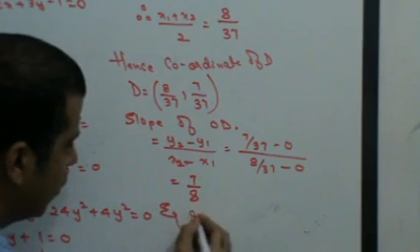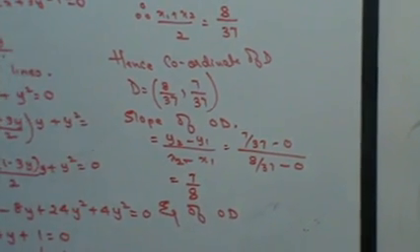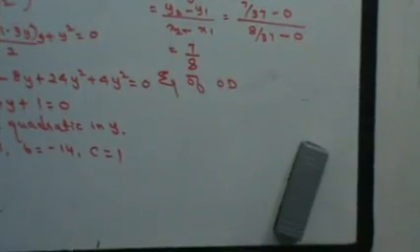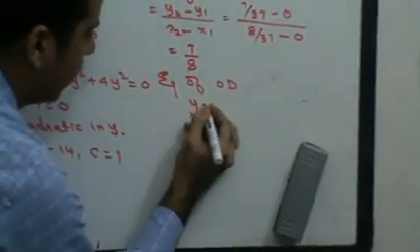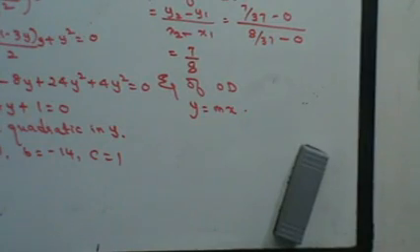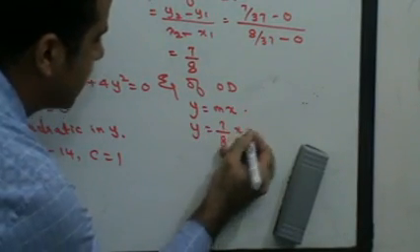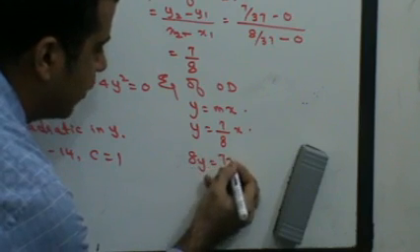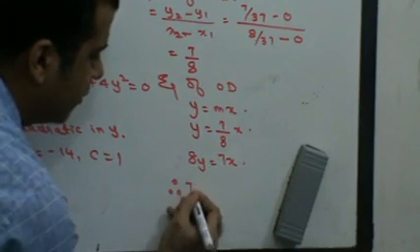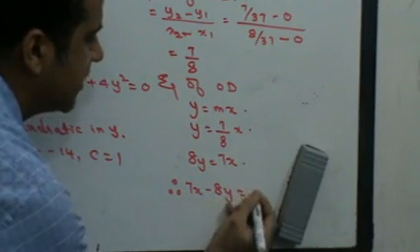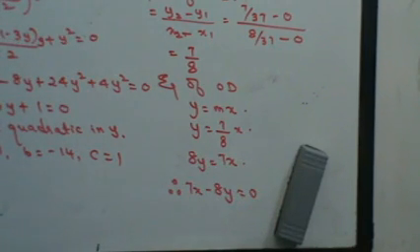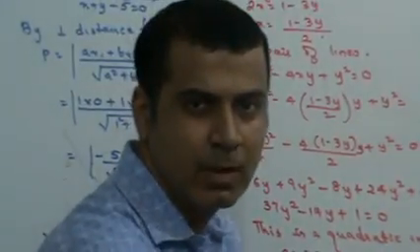Since OD is a line that passes through the origin, the equation of OD will be y is equal to mx. So y is equal to 7 upon 8 x, 8y is equal to 7x. Therefore, 7x minus 8y is 0. That is the equation of the median that passes through the origin. This finishes the sum.